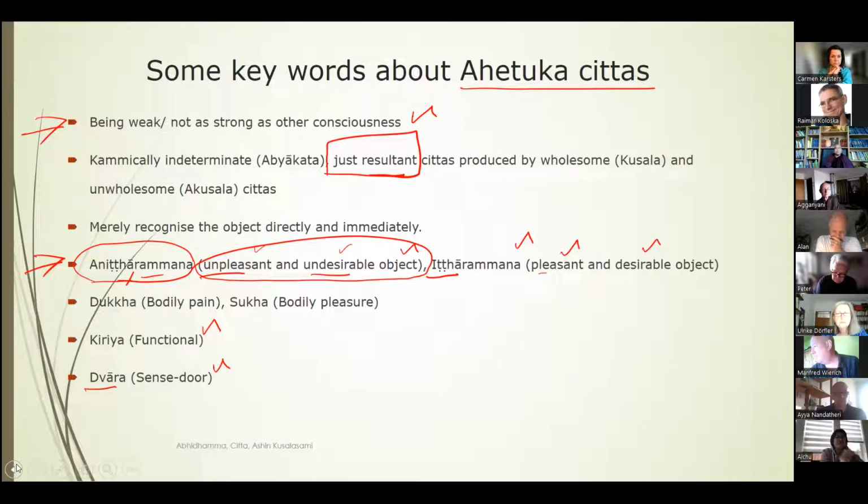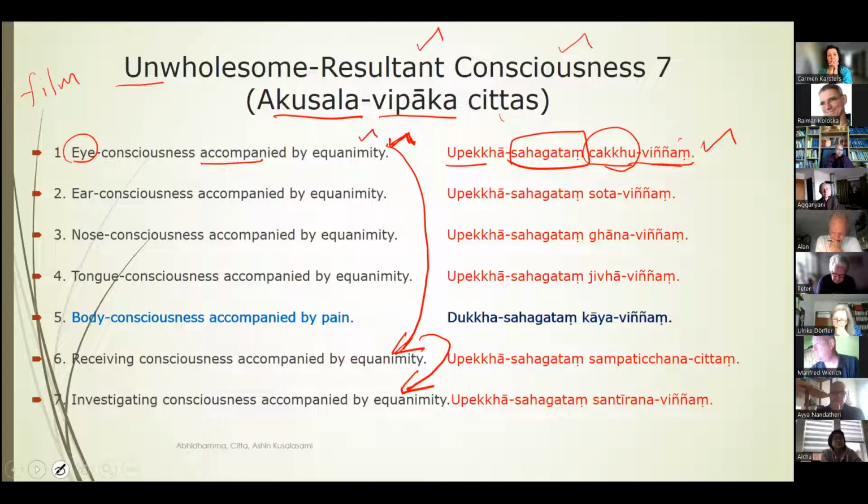So that's why these rootless consciousnesses are weak, not very strong. The reason is they are without roots. If the consciousness is not accompanied by the roots, out of these six roots, they are weak, and you will understand more. So let me finish these 7 Jadas. The first one is eye consciousness.